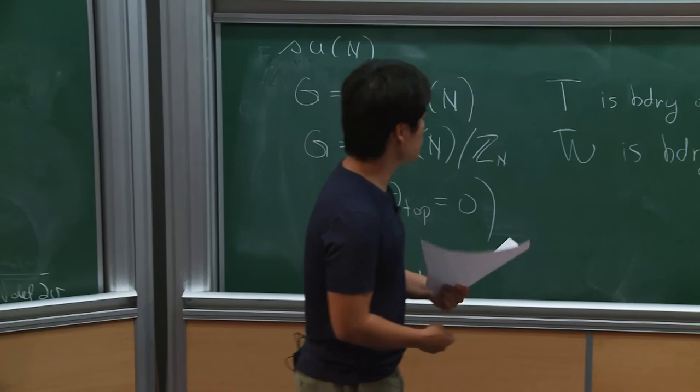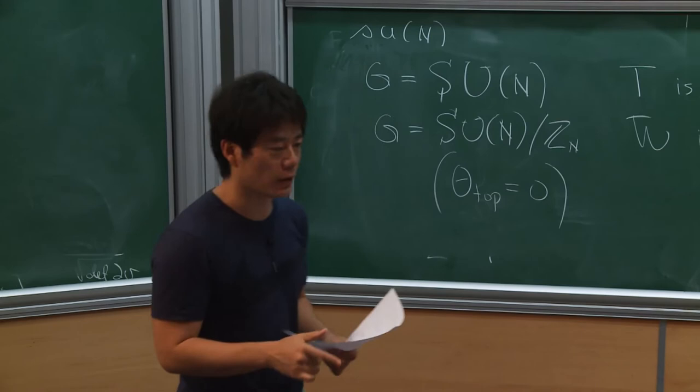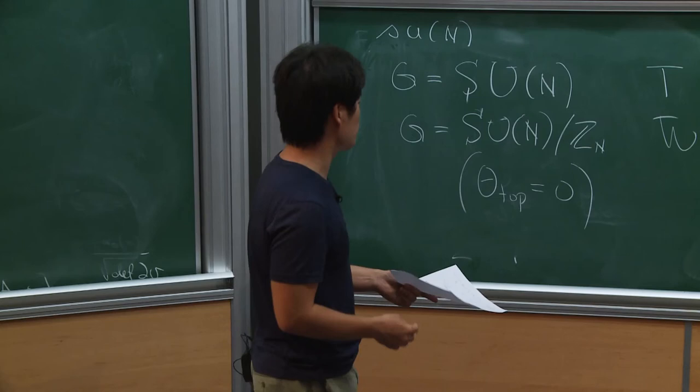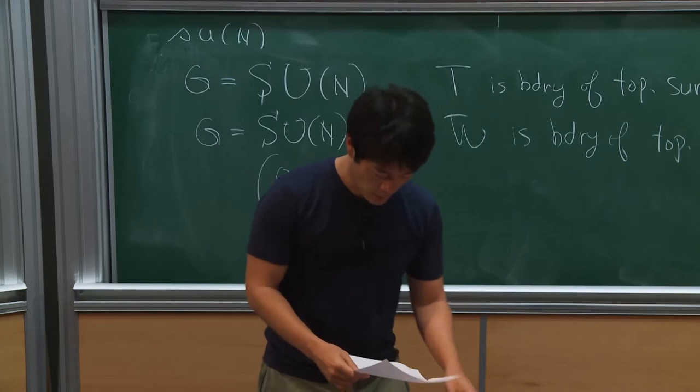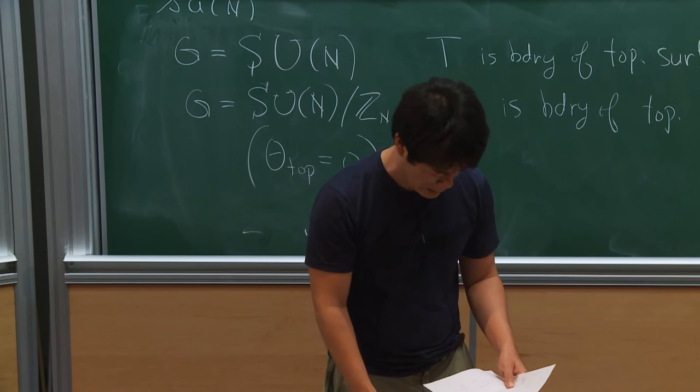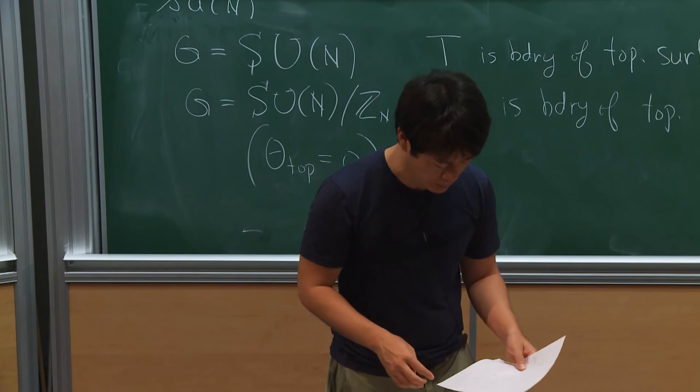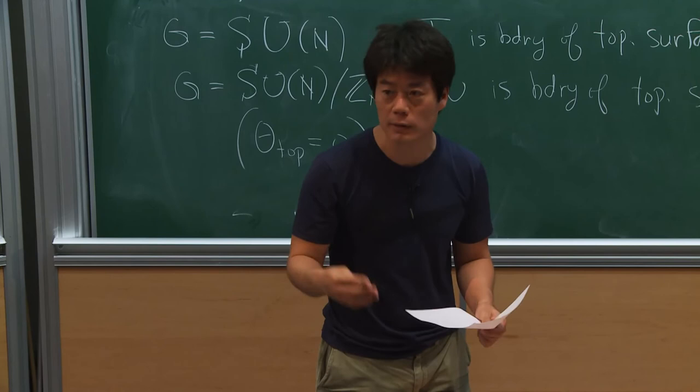So I want to say that 't Hooft was not stupid. Okay. What he did was very physical, and what he did was much more important than the mathematical physics we are doing here. And also his result demonstrates that it's important to take into account non-genuine line operators that arise as the boundary of surface operators. Okay, good.